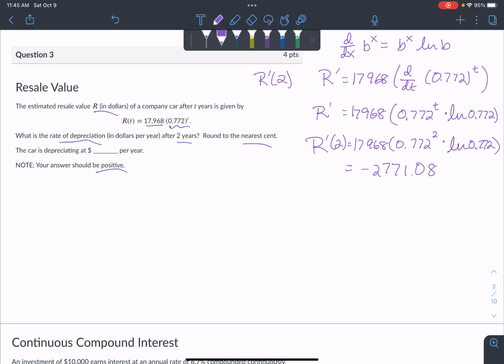So they also told you that your answer should be positive, and that's because we're finding the rate of depreciation. So this means depreciation just means it's decreasing. So it already has the negative connotation in it. So that's why you just take the positive value, because we have a negative here. So depreciation means that it's decreasing by a factor of this amount, not negative. All right, so your answer here should be $2,771.08 per year.